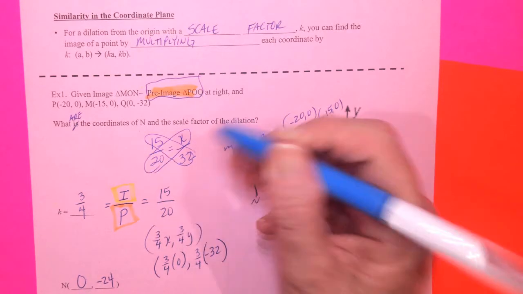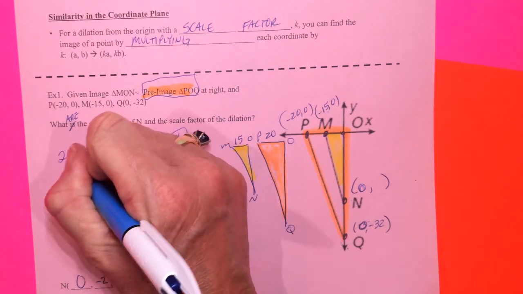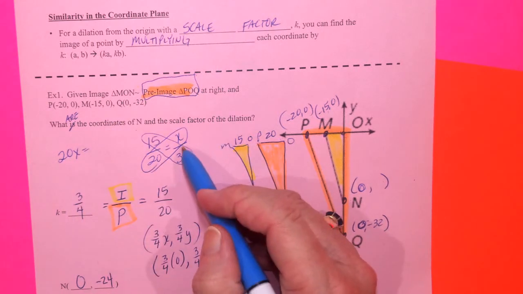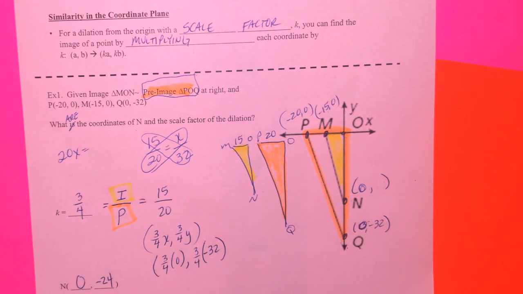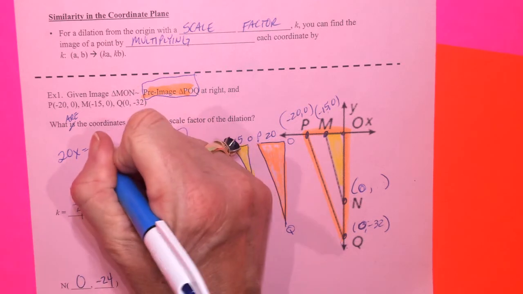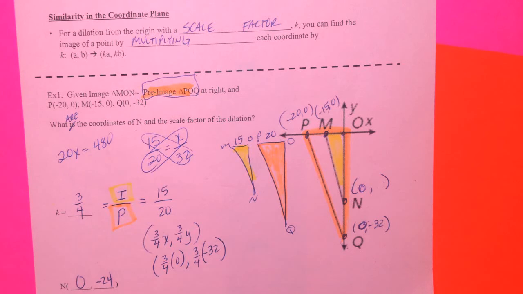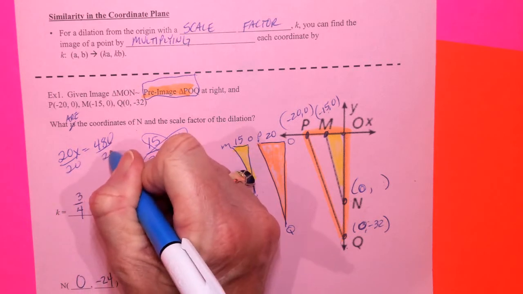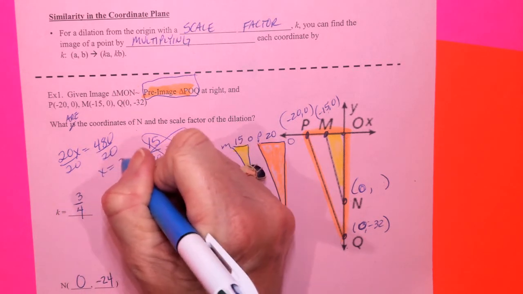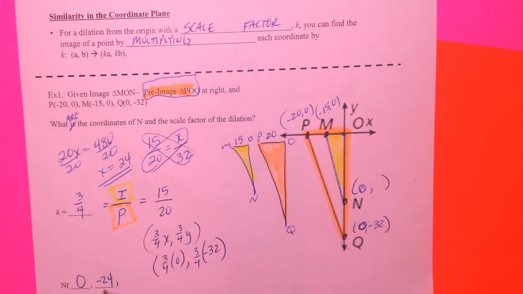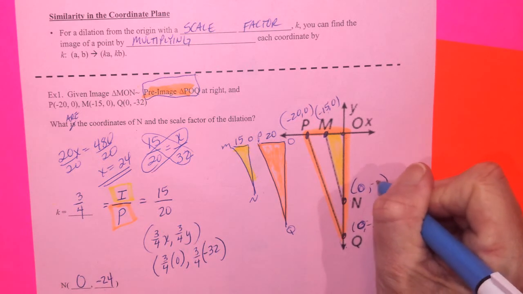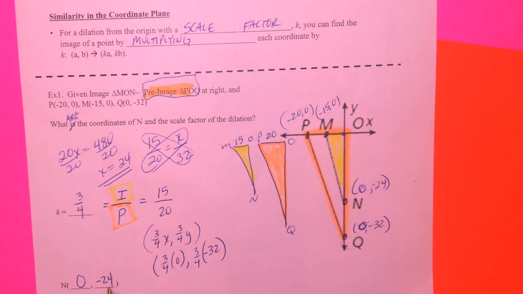Cross multiply. Let's go. 20x equals, do the 32 times the 15 to keep it fast, 480. Divide both sides by 20. And that's where we got the x equals 24, right? But we know it's negative 24 because we're going below the origin. So the coordinates 0, negative 24 can be done with our cross multiplication.